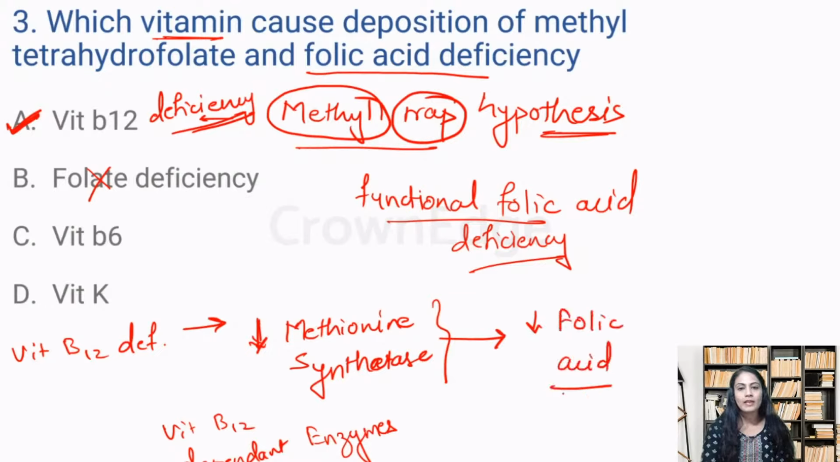Okay, so folic acid deficiency will be there. Easy, just remember this: vitamin B12 deficiency is there, so methionine synthetase deficiency will be there, and that is going to lead to deficiency of folic acid. The levels will go low, below normal levels, and that is going to create the folic acid deficiency.